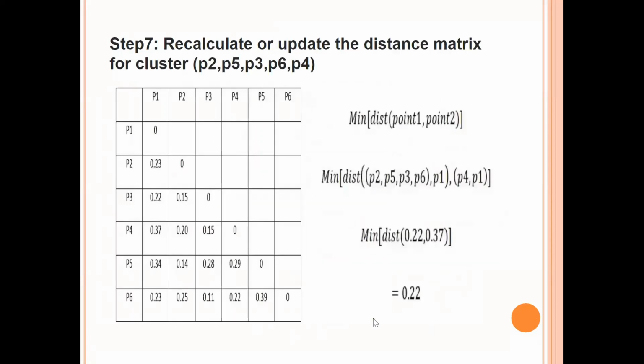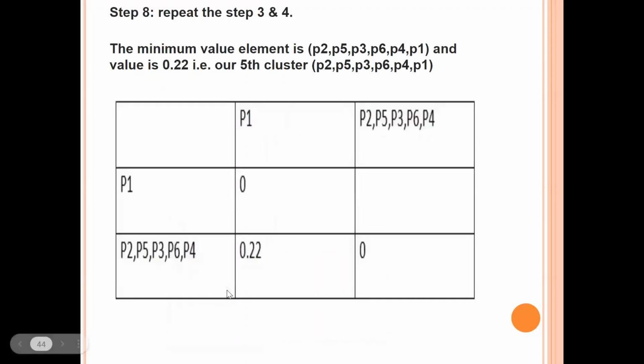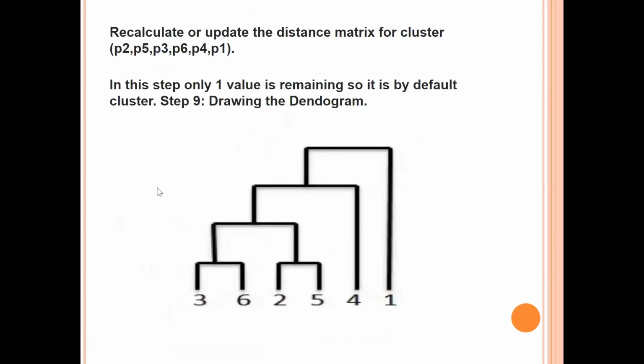After getting the minimum value 0.15, we made one more cluster, so we are left with P2, P5, P3, P6, P4, and one minimum value, that is 0.22. So finally we are with one cluster now: P2, P5, P3, P6, P4, P1. If we find the minimum value now, it's 0.22 and the final cluster would be P1, P2, P5, P3, P6, P4. Let's see it through the dendrogram now.